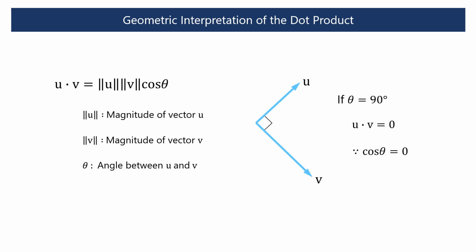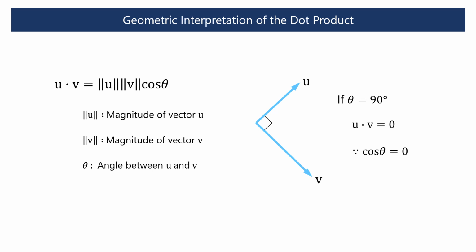The dot product has a geometric interpretation that relates to the angle between two vectors. The formula of dot product can also be expressed in this way. Here, u enclosed in double vertical bars is the magnitude of vector u, and v enclosed in double vertical bars is the magnitude of vector v, and theta is the angle between u and v.